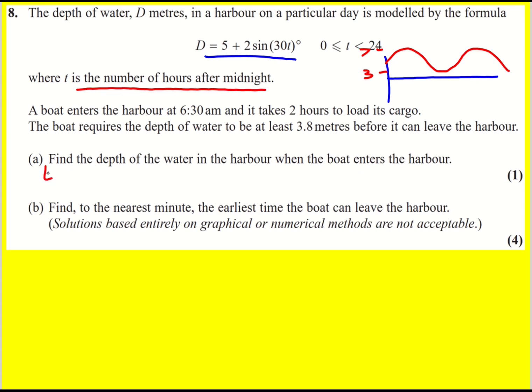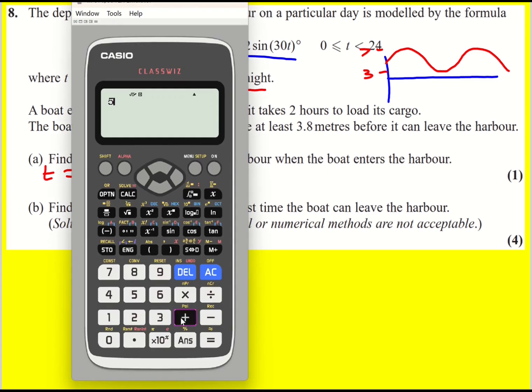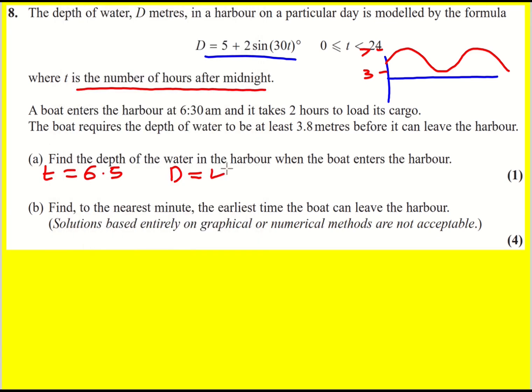So 6:30 a.m., that's 6.5 hours after midnight. t is 6.5, and we can just sub that in. 5 plus 2 sine 30 times 6.5 gives us 4.4823, or 4.48 meters.